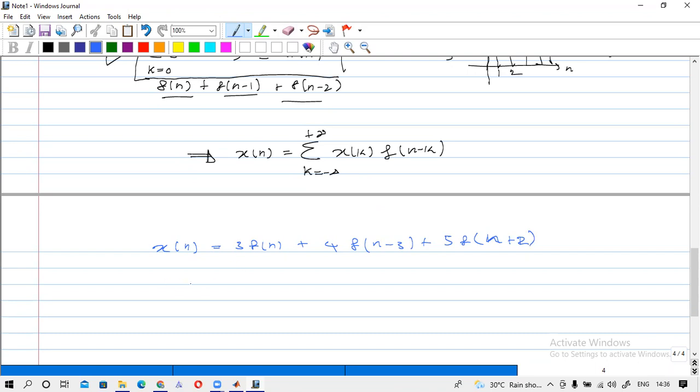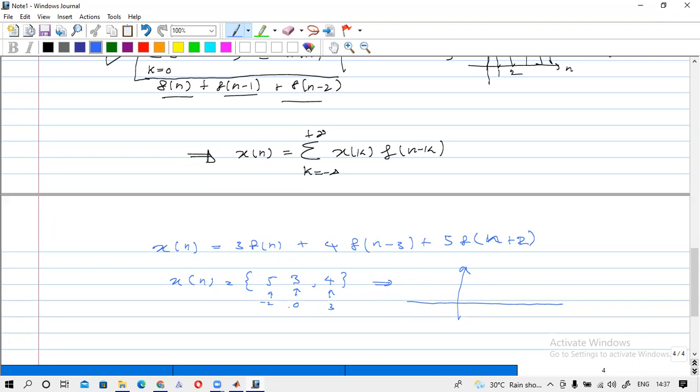So if I look at the sequence, I have 3 here, that is for 0. And I have 4, that is at the third sample. And at the minus 2 sample I get 5. This is the minus 2 sample. So if I plot this signal, I will get it like this.